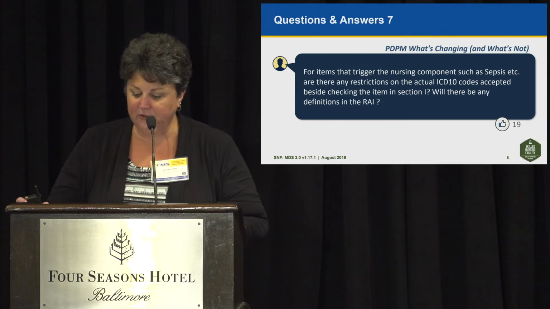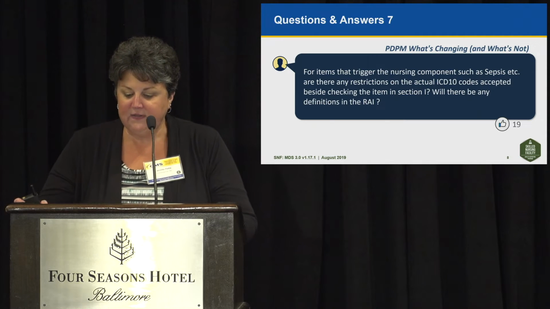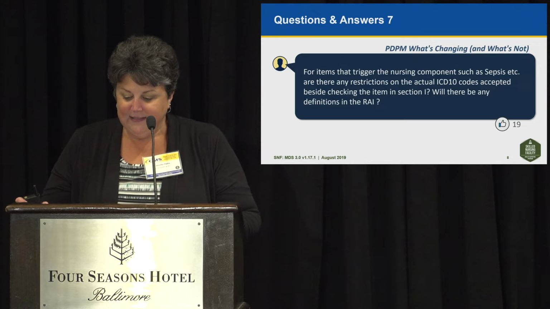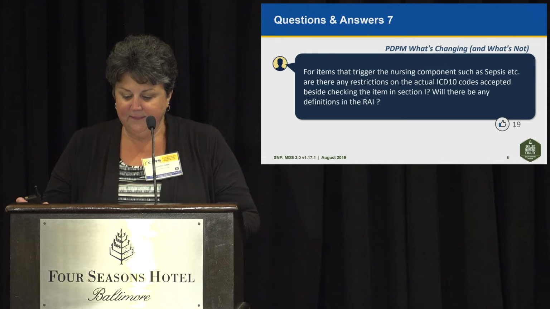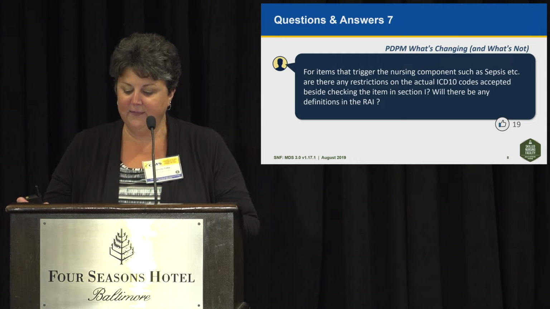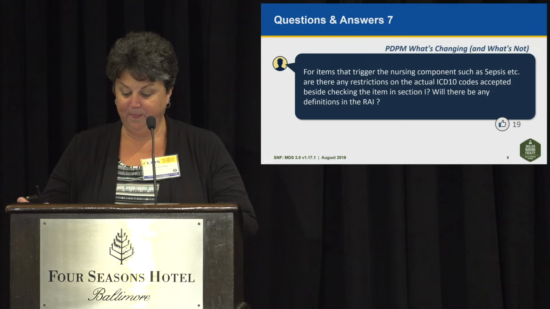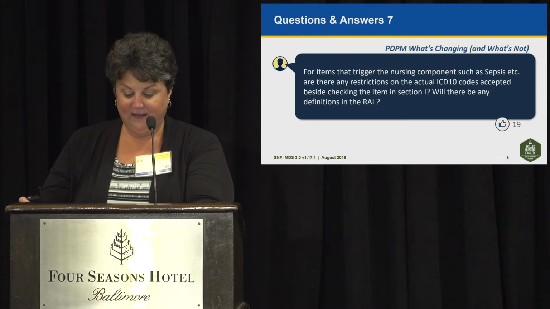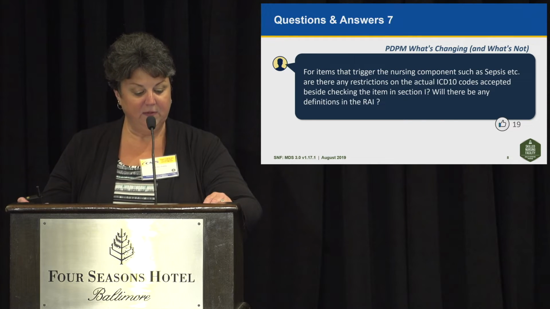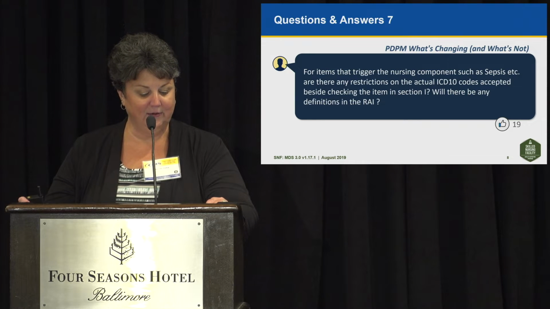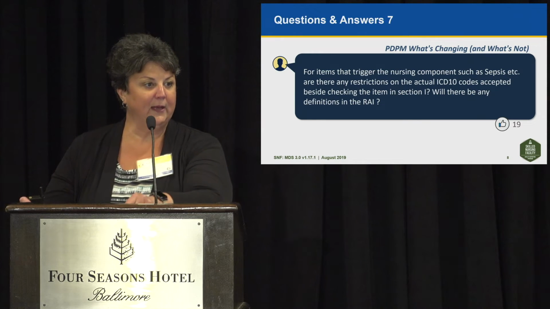For the items that trigger the nursing component, such as sepsis, are there any restrictions on the actual ICD-10 codes accepted besides checking the item in Section I? Will there be any definitions in the manual? The valid ICD-10 codes, which may be used to classify the patient into a PDPM clinical category, are available on the PDPM website.